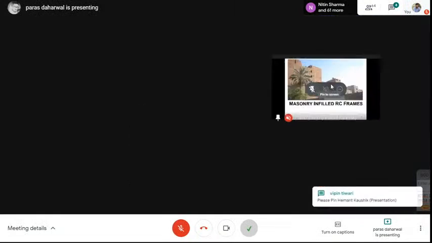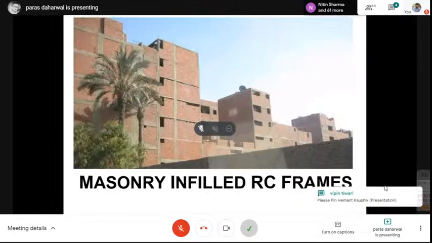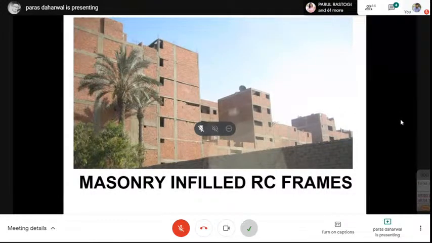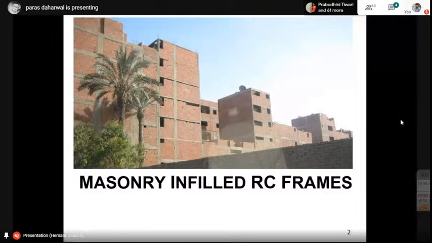These are the masonry infilled RC frames. You will find that they have different shapes, sizes and heights, and some are with beams, some are without beams, so flat slabs. The spans are different, the heights are different. You will find different types of openings and partial height infill walls. So several types of masonry infilled RC frames you can see.